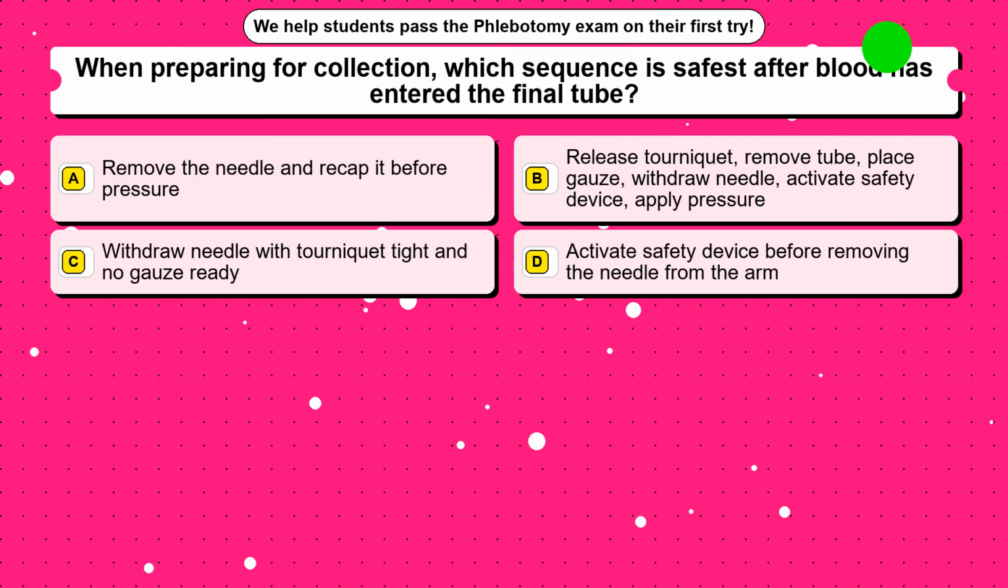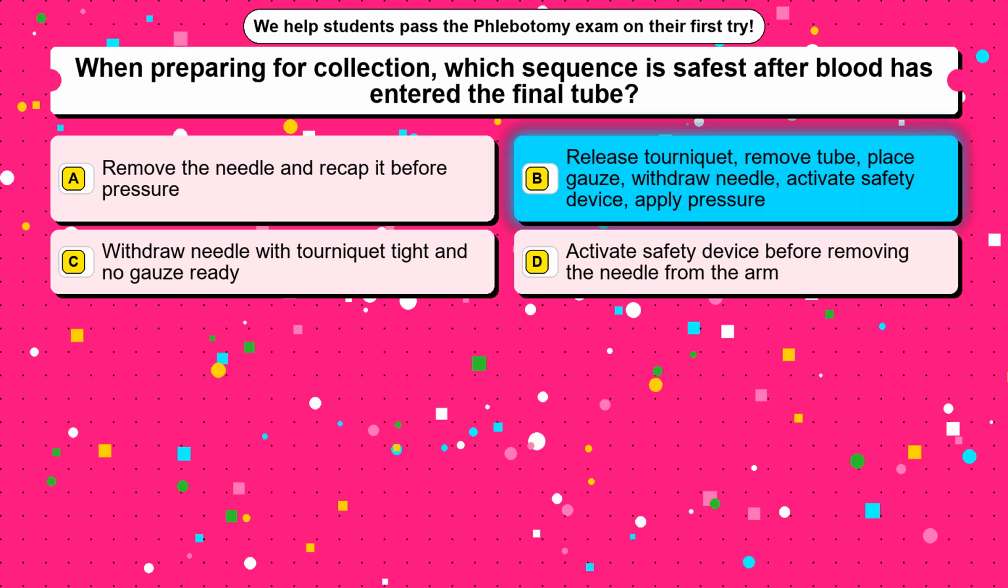Question 91. When preparing for collection, which sequence is safest after blood has entered the final tube? Option A. Remove the needle and recap it before pressure. Option B. Release tourniquet, remove tube, place gauze, withdraw needle, activate safety device, apply pressure. Option C. Withdraw needle with tourniquet tight and no gauze ready. Option D. Activate safety device before removing the needle from the arm.